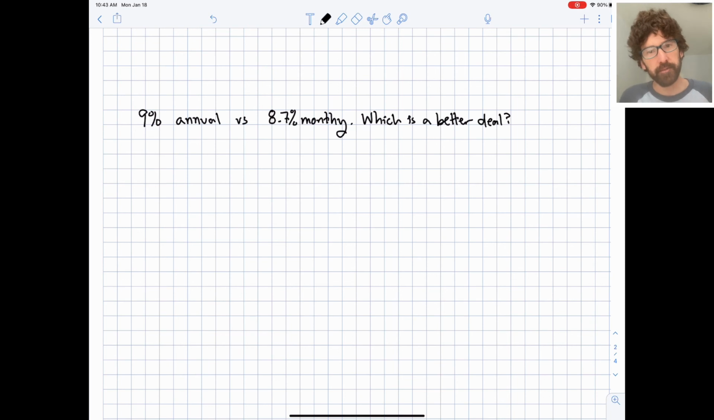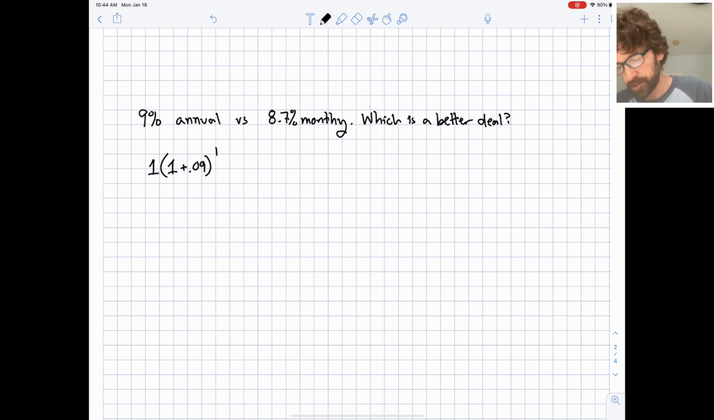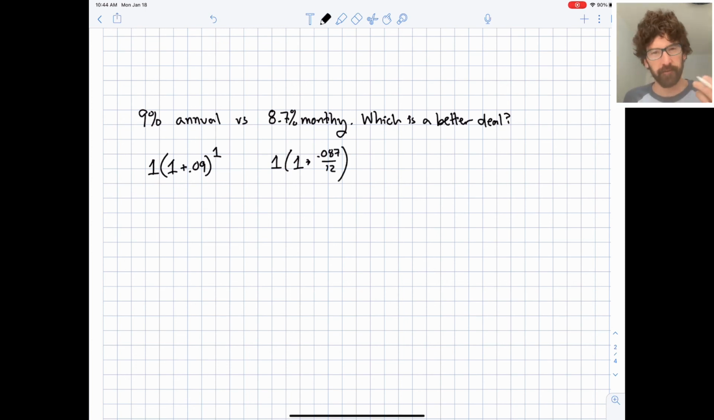So let's make things simple. Let's say we're doing this for a year, and let's say we're investing $1. So for 9%, we can invest $1 and raise to the 1 year. Okay. For 8.7% monthly, again, we're going to invest $1. That's that initial one. And we're going to take that 8.7% and divide it by 12, because that's the effective monthly interest rate. And we're going to compound that 12 times in 1 year. Let's see what we get.